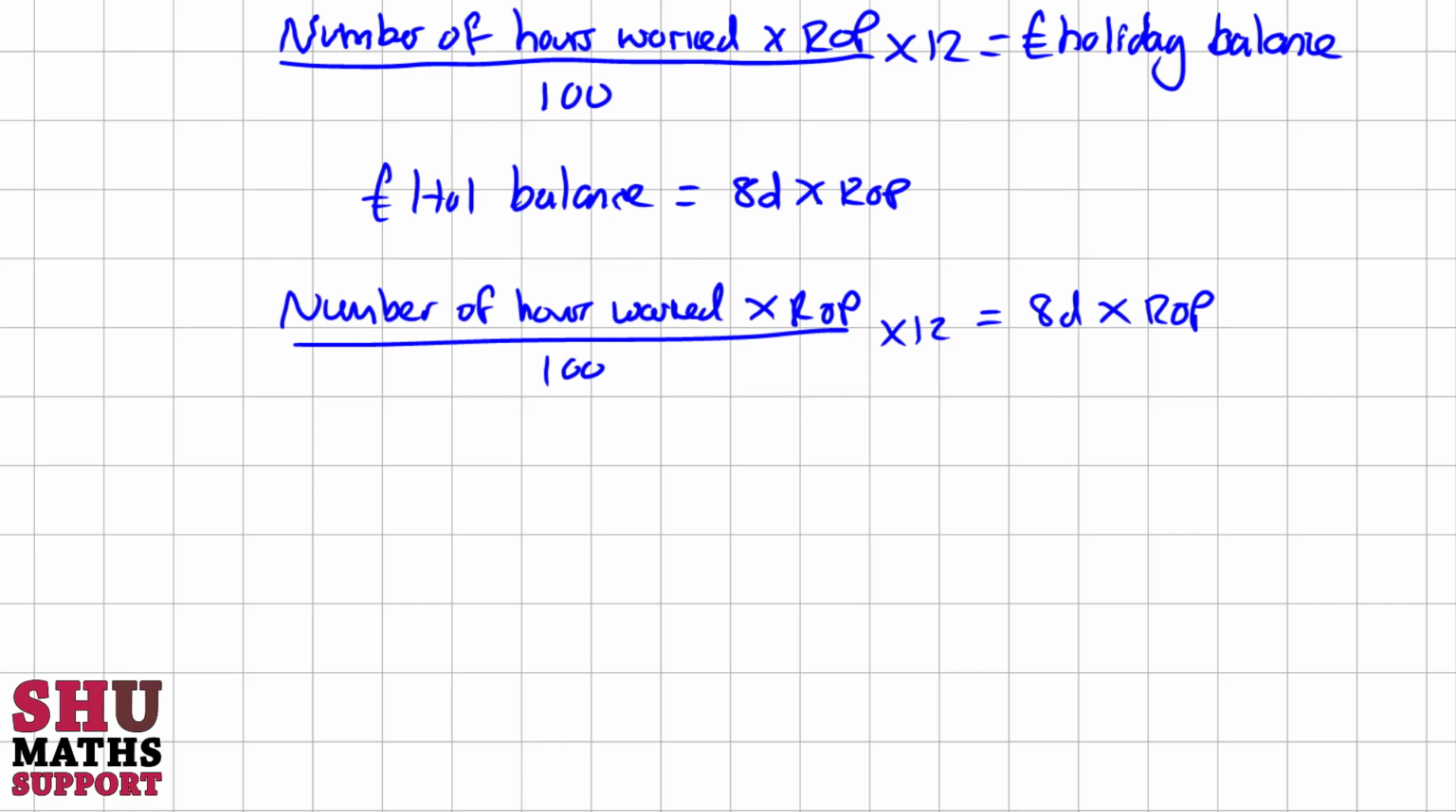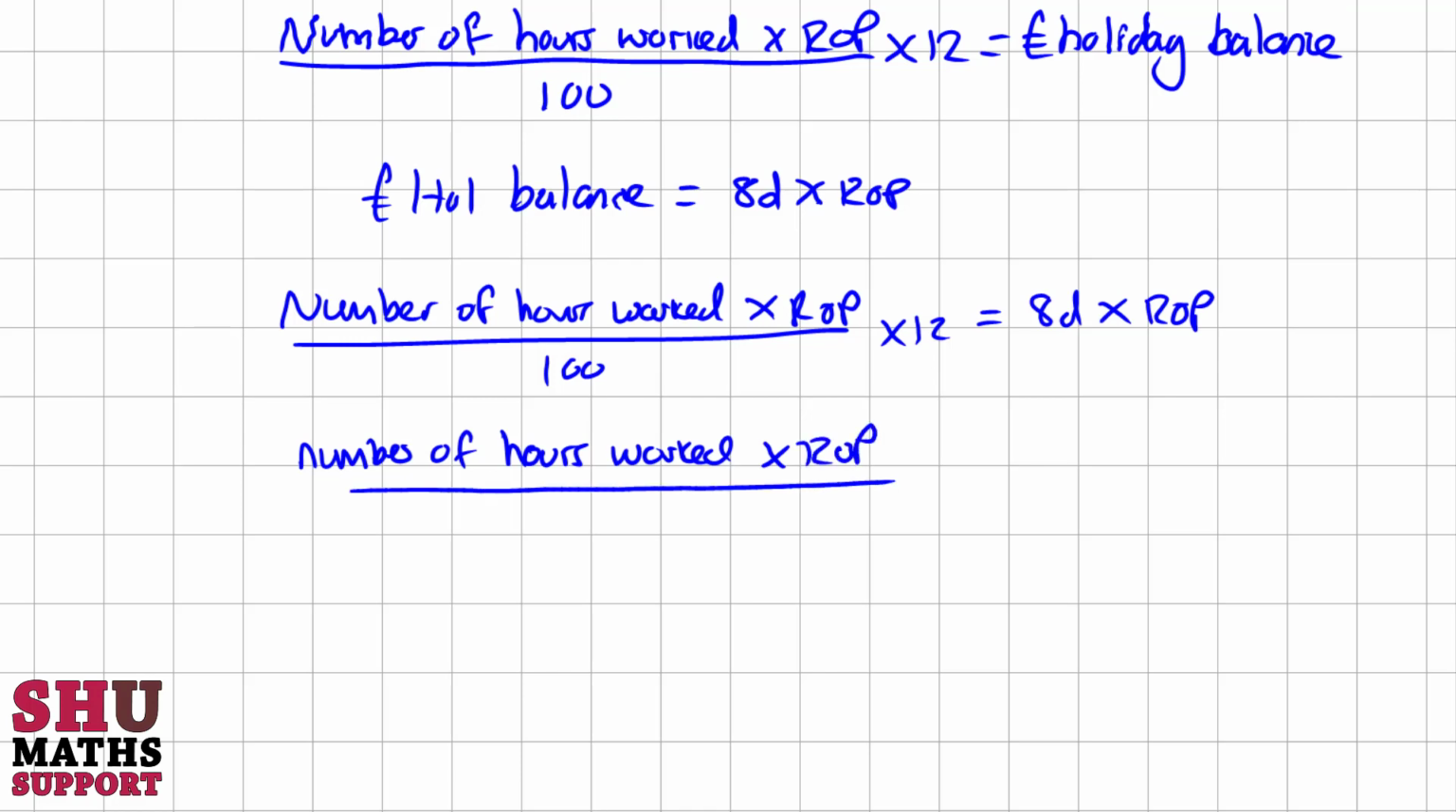But we actually want to know the number of hours needed in order to obtain one holiday day. So to do this, we want to rearrange for the number of hours worked. So we have the number of hours worked times by the rate of pay, divided by 100, times 12, is equal to 8d times the rate of pay.